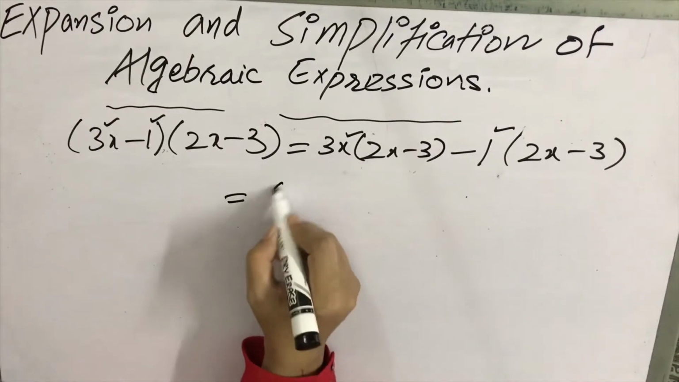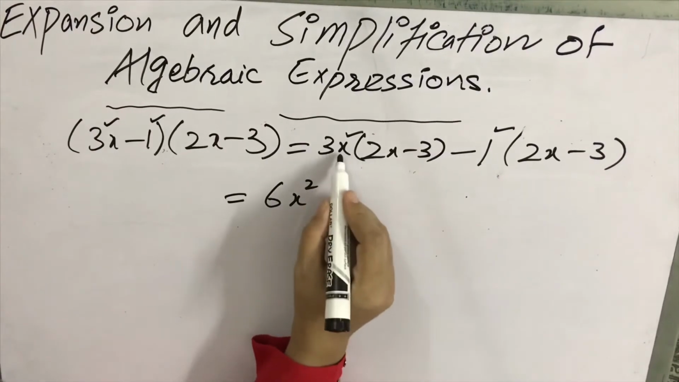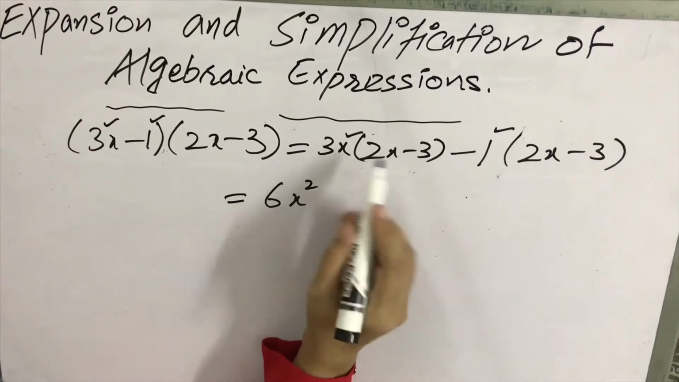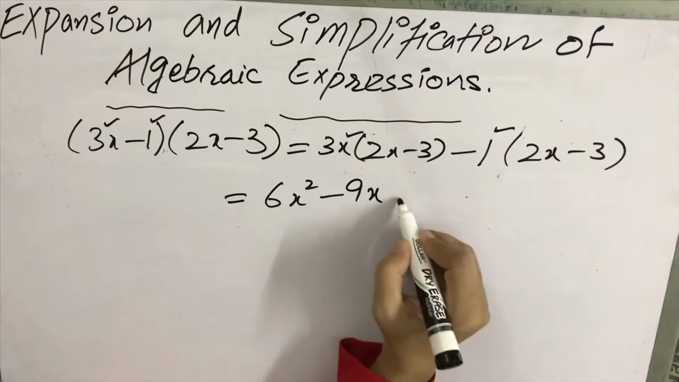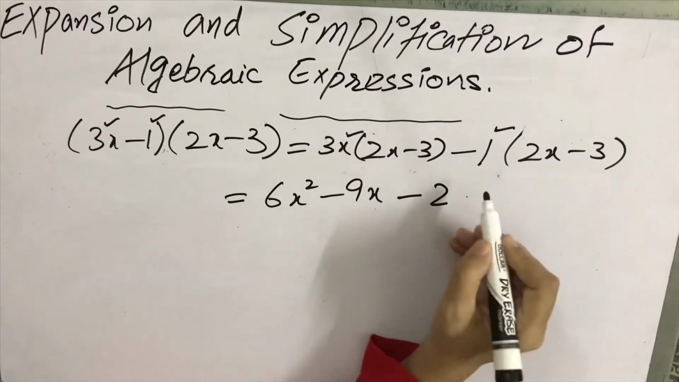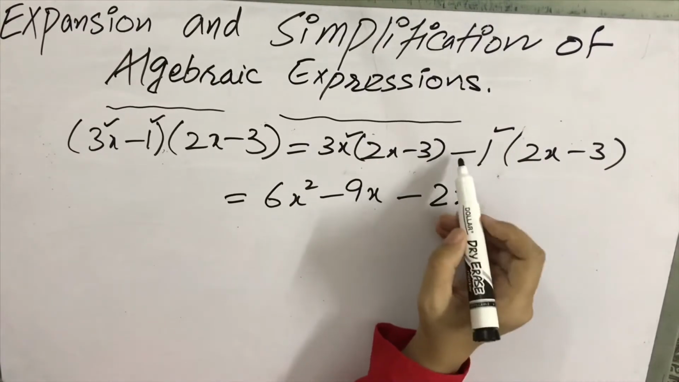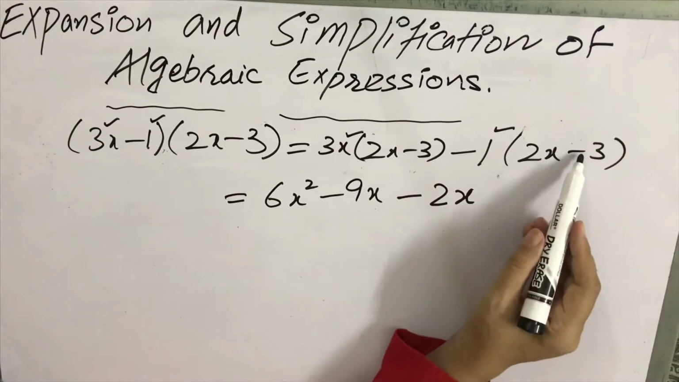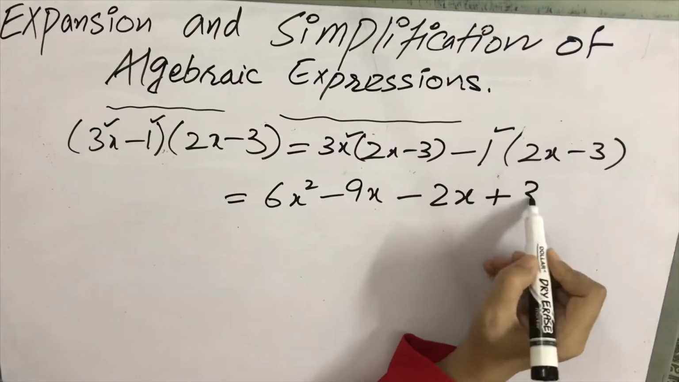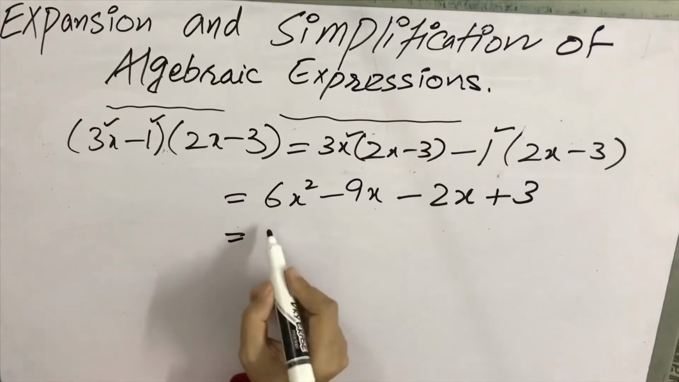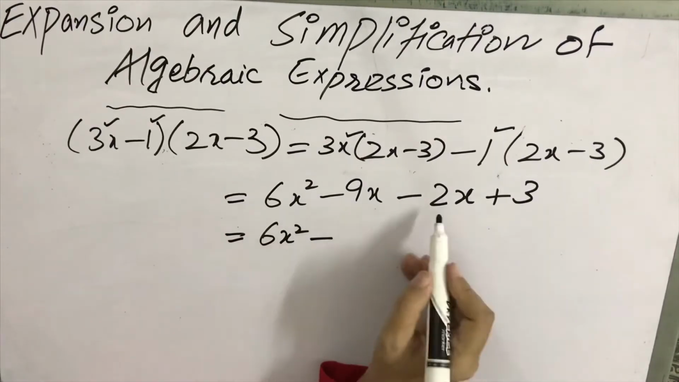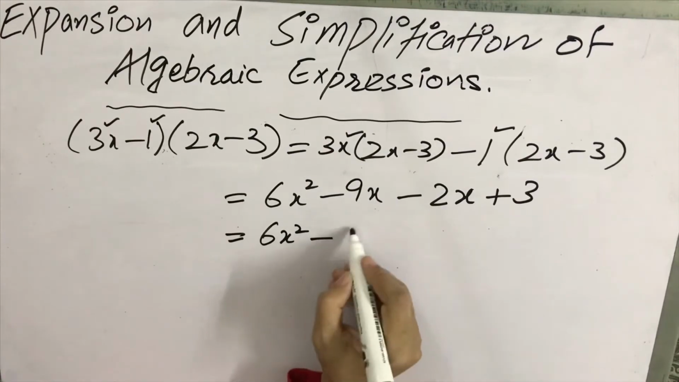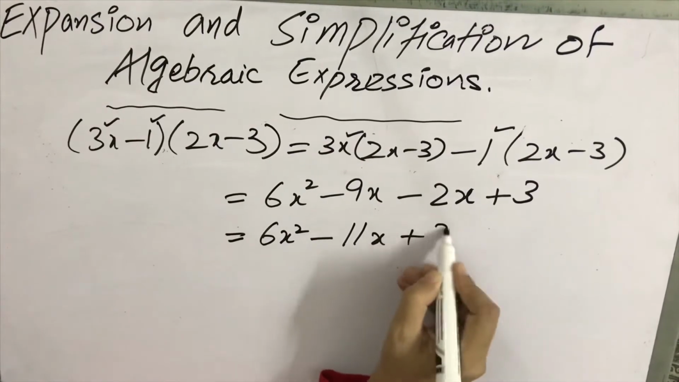3 2s are 6x square, x into x, x square. 3 3s are 9, but it is negative 9x. Minus 1 into 2x is minus 2x. This minus sign will change this minus sign and you will have plus 3. So you will be having 6x square, 9x and 2x both are negative. You will be having 11x plus 3.